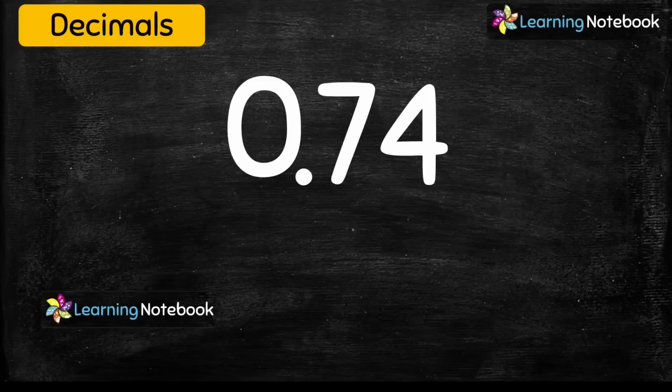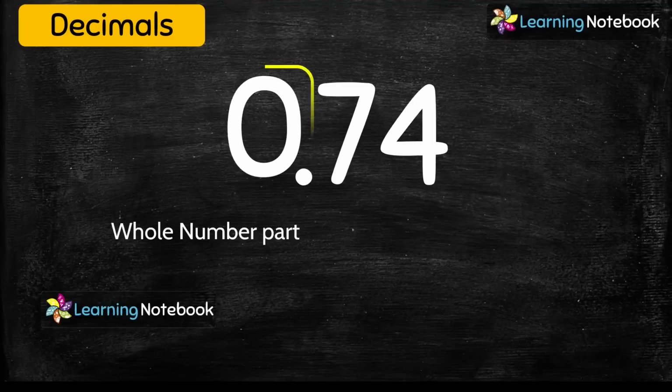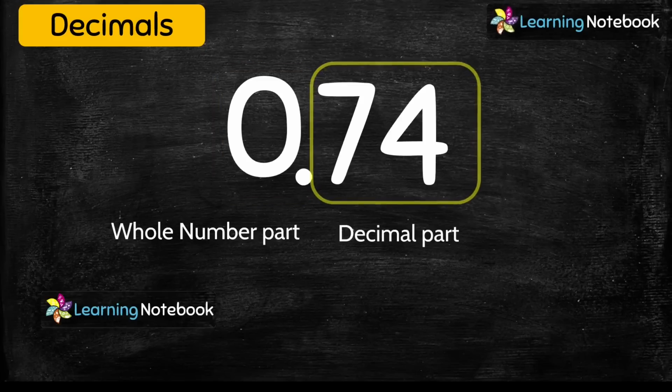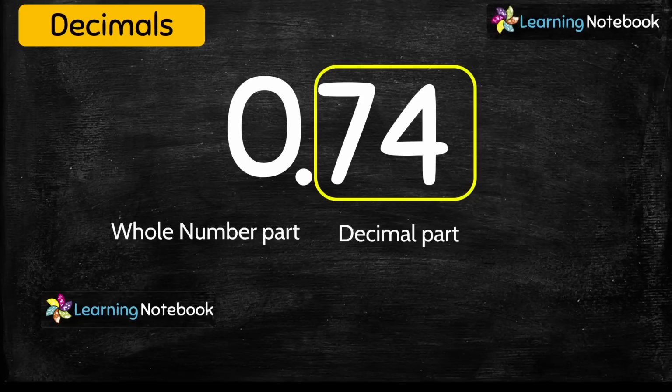Similarly, decimal number 0.74 also has two parts, where 0 is the whole number part and 74 is the decimal part, and both of them are separated by a dot called the decimal point.